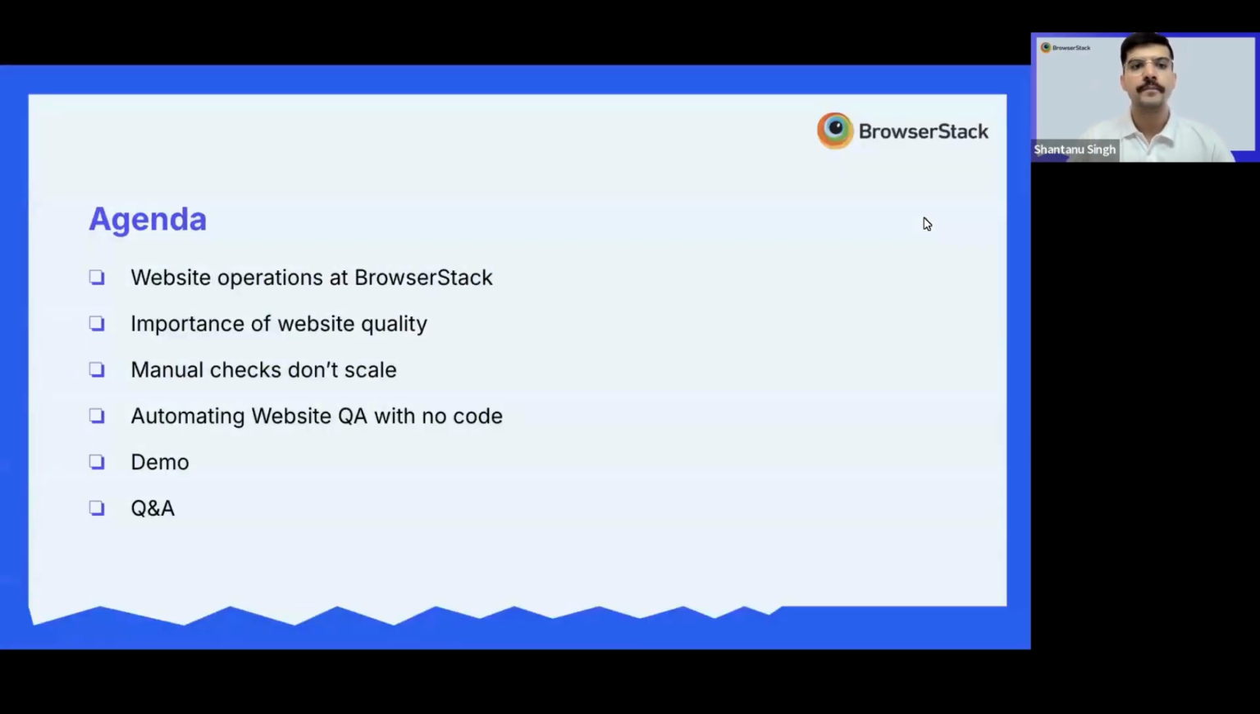Now, moving on to the agenda, we'll talk about website operations at BrowserStack. How do we handle websites at BrowserStack? We'll discuss the importance of website quality briefly. We'll discuss why manual checks don't scale. What's the real problem there? And then we'll talk about automating QA without any code and using AI. We'll also have a quick demo of a solution that we have been building at BrowserStack to make all of this very simple for you. And then, like I said, towards the end, we'll take the Q&A.